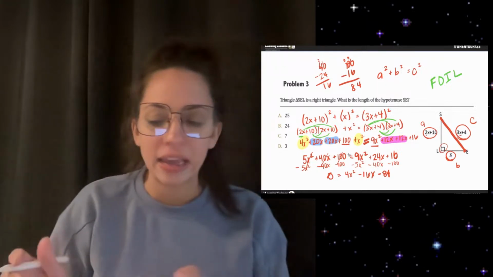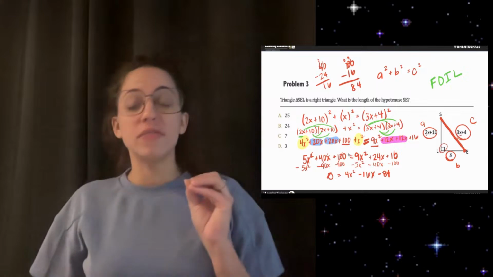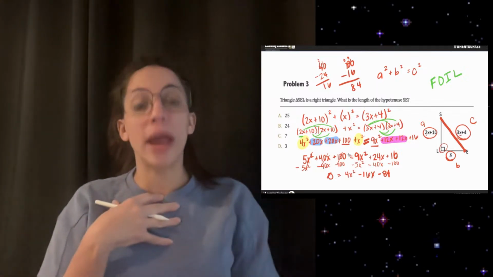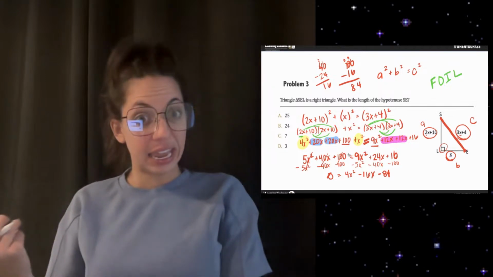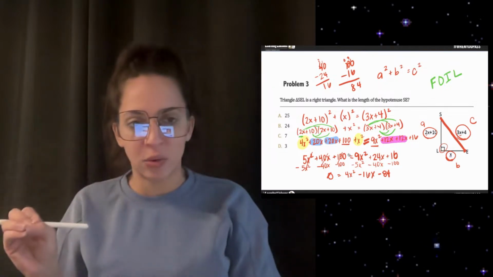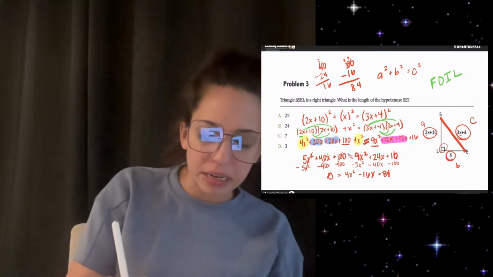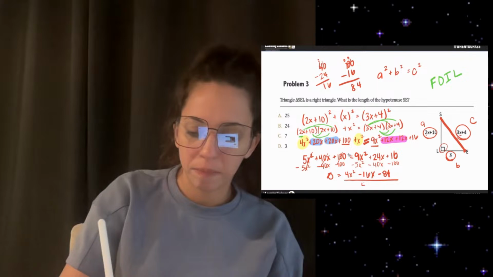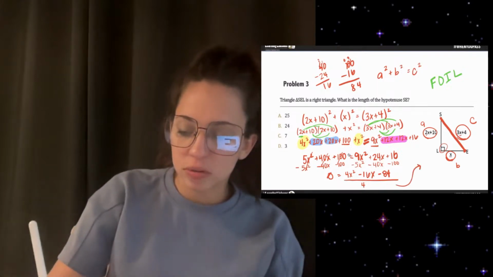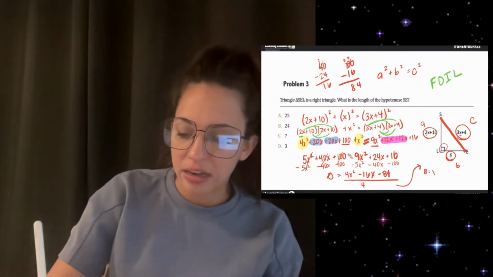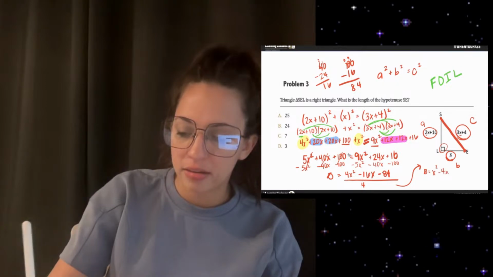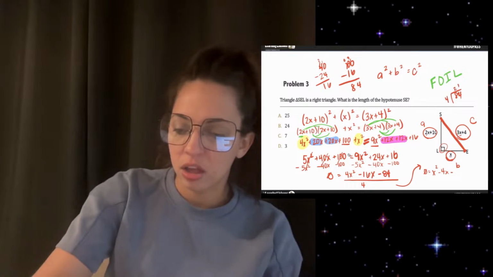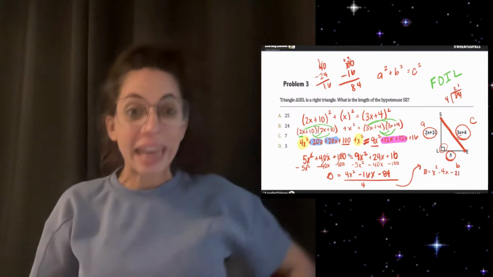So now I can factor it. Now, I don't love to factor when I have a coefficient right here. So I always try to divide it out if I can. If I can't, then I live with it and I deal with it. But in this case, I can. I'm going to divide everything by 4. So 0 equals x squared minus 4x minus 84 divided by 4, 21. Now I can factor it.